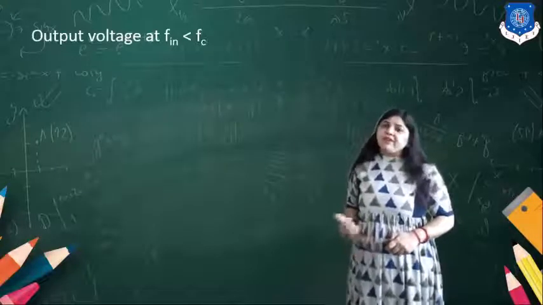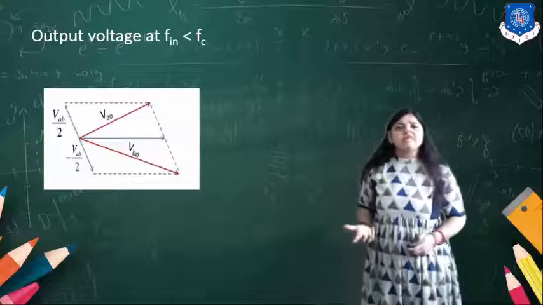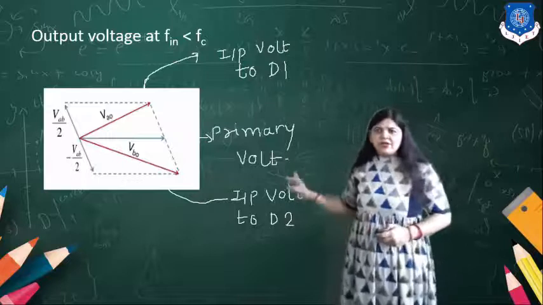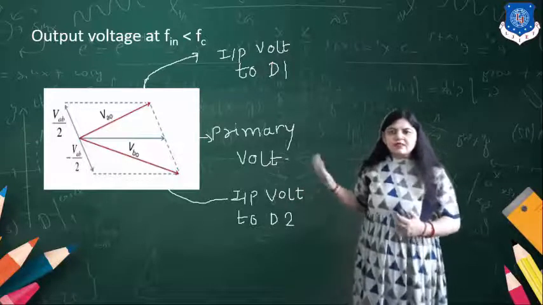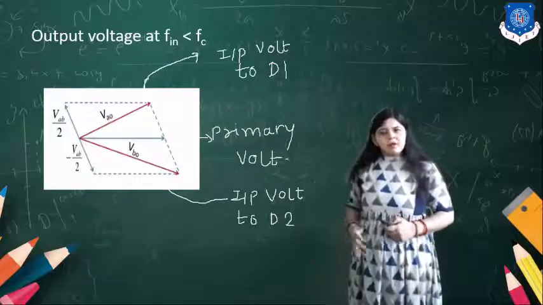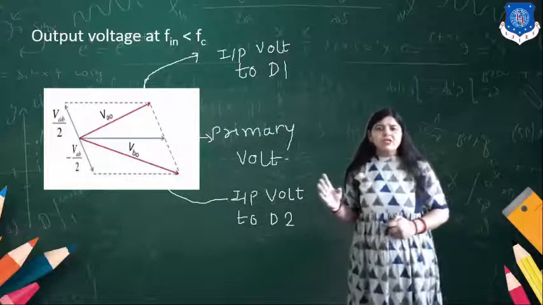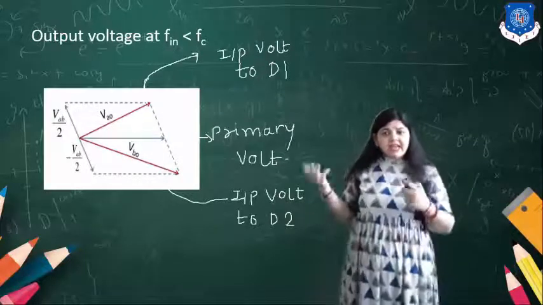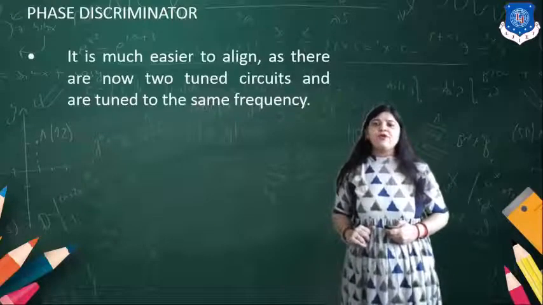Next, Fin less than FC. When Fin is less than FC, the input to diode D1 is less compared to diode D2. Now here you can see the phasor diagram, how we are getting the lesser output at VA0 compared to VB0, and you can draw the primary voltage. So this is the method in which we have the phase shift, and out of the phase shift we can identify the change in the amplitude of diode D1 and diode D2.